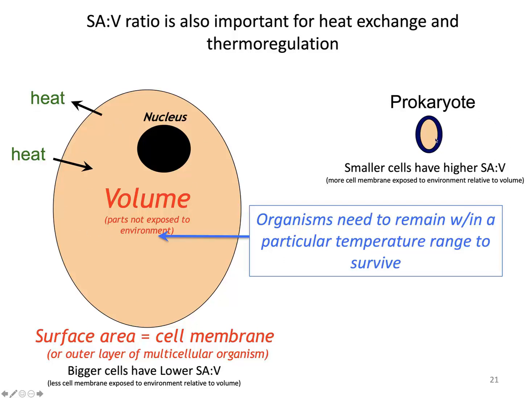So prokaryotes are going to heat up and cool down much more quickly because they have a higher surface area to volume ratio, whereas larger cells or larger organisms are going to heat up and cool down much more slowly because they're exchanging less heat relative to their total volume. And so that heat, for example, will get retained in the volume. It'll take longer to seep the whole way out of that organism because it has a lower total surface area relative to its volume.